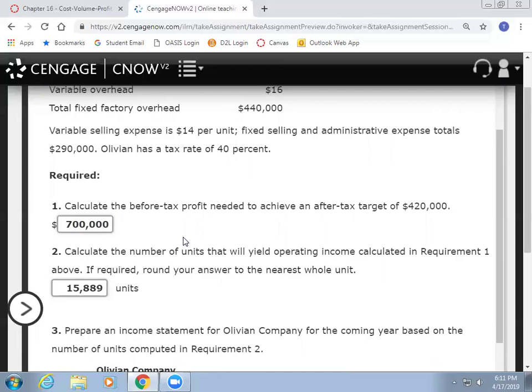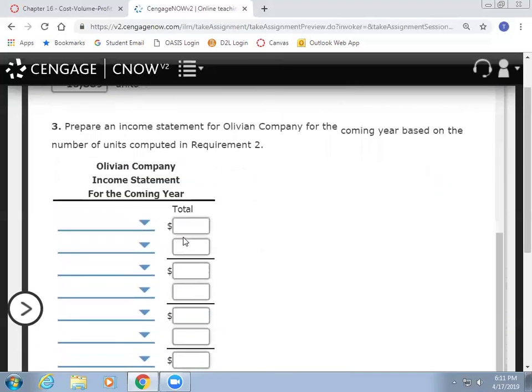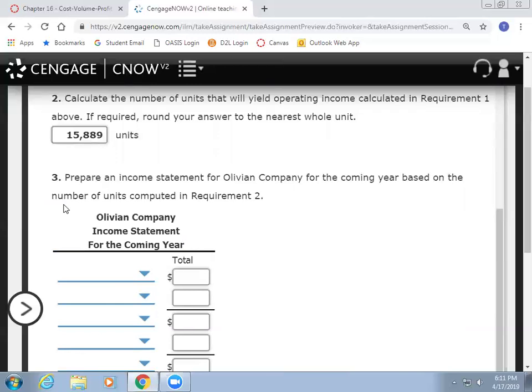But where it throws it off is when we do our net income, you're going to see it'll be off a little bit. It won't be a perfect amount because of that rounding, okay? So on step 3, when it wants us to prepare the income statement, they want us to do it based on the number of units computed in requirement 2. So we're doing it off the 15,889, because we want that 420,000 after tax income. We're just putting it into an income statement to see that we actually get there.